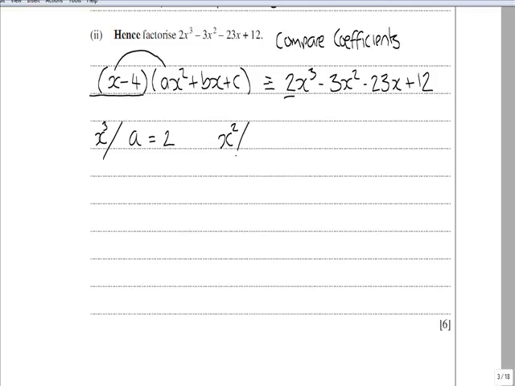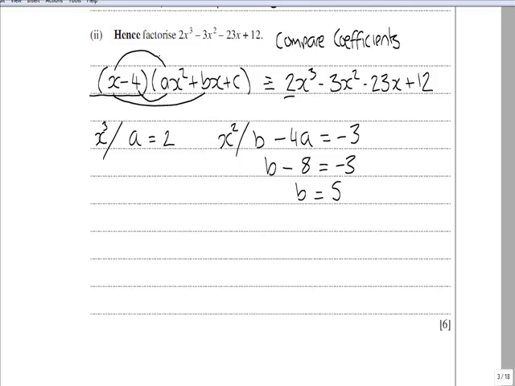Looking at x squared, the only ways we can create x squareds on our left hand side is by multiplying x by bx, which is bx squared, and minus 4 times ax squared, which is minus 4ax squared. And on the right hand side, the only x squared coefficient is minus 3. We know a is 2, so b minus 4 times 2, which is 8, is equal to minus 3. b is equal to minus 3 plus 8, add 8 to both sides, that gives us 5.